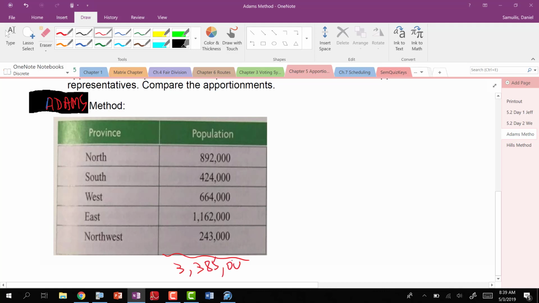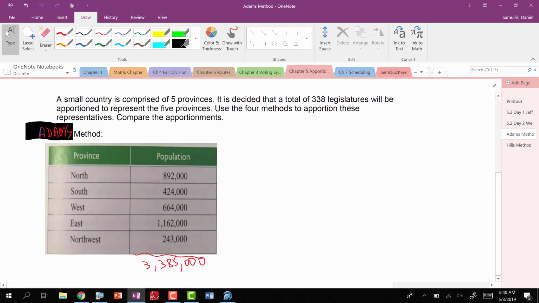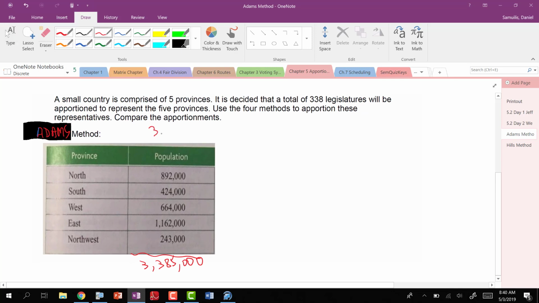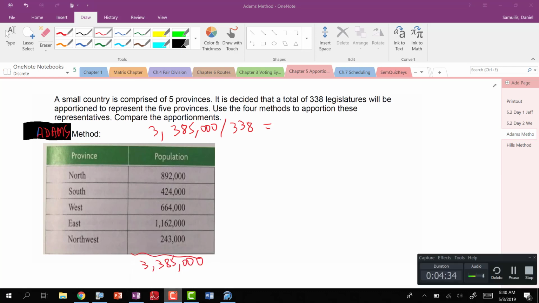3,385,000. Okay, is that correct? Do you just remember that? No, I added it. Oh, you did add it. Okay, so you started the problem. And then what we need to do is take that divided by 3,385. This is always the first step in all of the methods. This is how many we're giving out. Did you do that yet or no? We'll get that figured out.